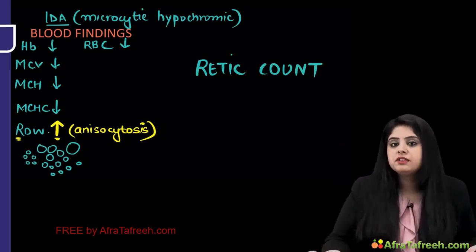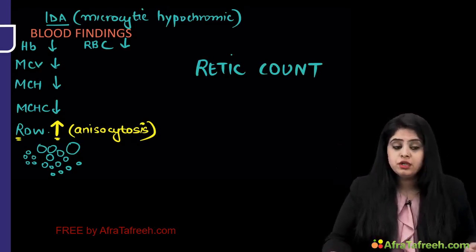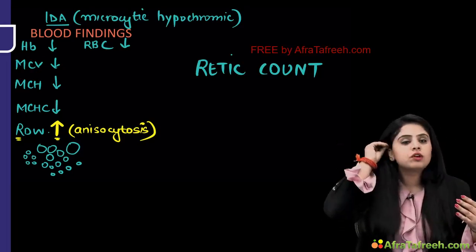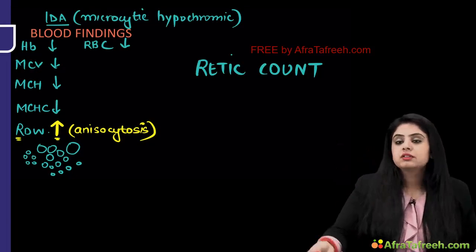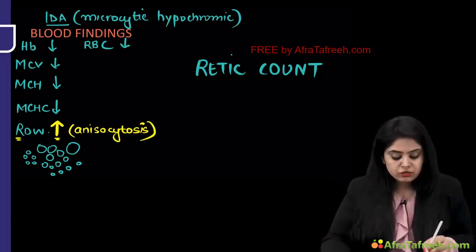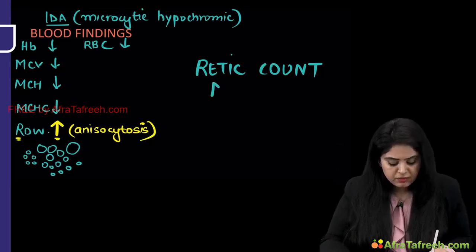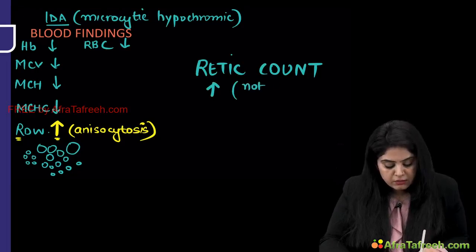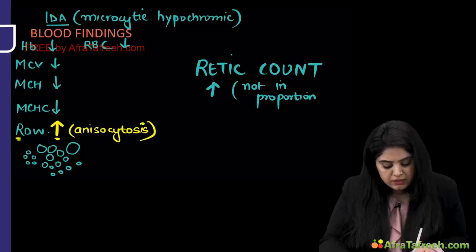How can you make someone work without giving that person food? You are expecting that the bone marrow should work a lot and the bone marrow should give you lots and lots of reticulocytes and all, but you are not giving it any iron. If I don't give you food, how will you function? So is the retic count increased? Is the bone marrow trying to do some work? Yes, but it is not in proportion to the anemia. It is not in proportion to the degree of anemia.